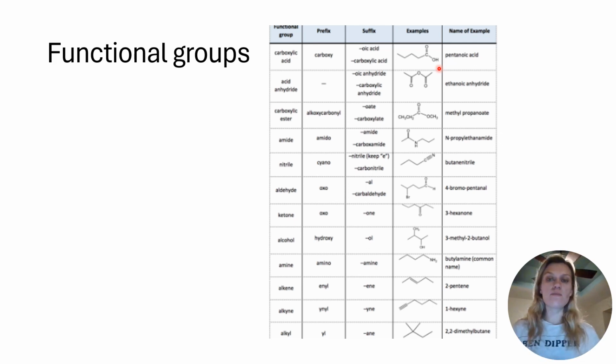So now it's not going to be just an "ane," because that looks like an alkane. It's going to be pentanoic acid. So any one that has a carboxylic acid would be "oic acid" at the end.